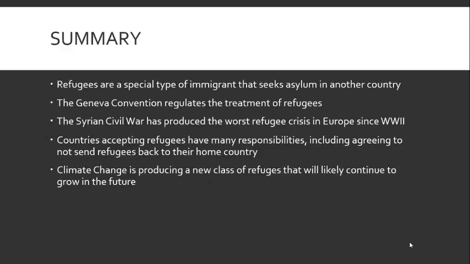And so that concludes our lesson today. In summary, refugees are a special type of immigrant that seeks asylum in another country. The Geneva Convention regulates the treatment of refugees. The Syrian civil war has produced the worst refugee crisis in Europe since World War II. Countries accepting refugees have many responsibilities, including agreeing to not send refugees back to their home country. And climate change is producing a new class of refugees that will likely continue to grow in the future.